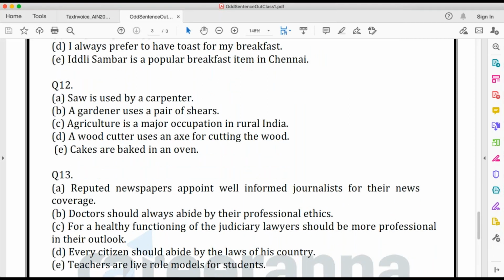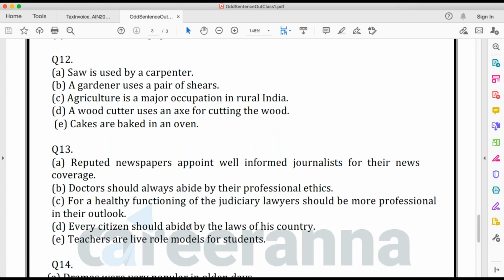Question number 13. Is everyone able to see question number 13? Perfect, Genesee. I'll wait for you to shoot your answer and then I'll tell the correct answer. Genesee, I'll wait for your answer.